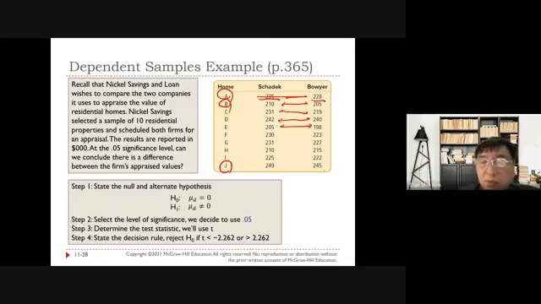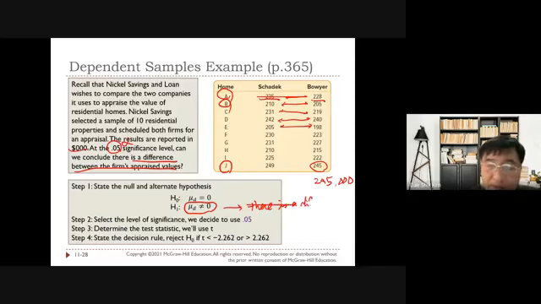All the numbers are here, like 245,000, and the significance level is alpha 0.05. Can you conclude there is a difference? If the average of the difference is not 0, it means there is a difference. 0 means there is no difference.